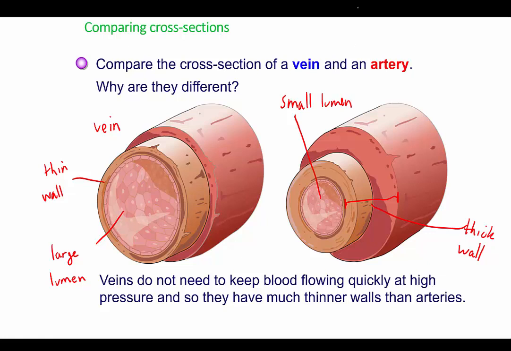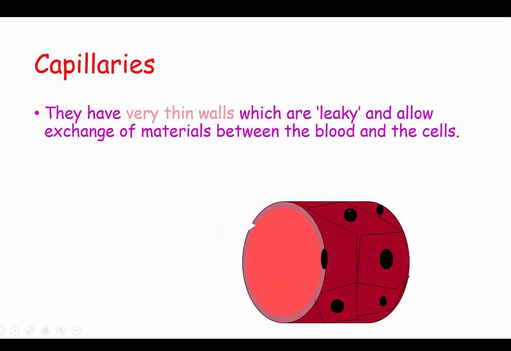Now the reason why they need to be different is blood in the vein is going to go at low pressure, but blood in the arteries is going to flow under a very high pressure. So it needs this thick wall to maintain the high pressure.